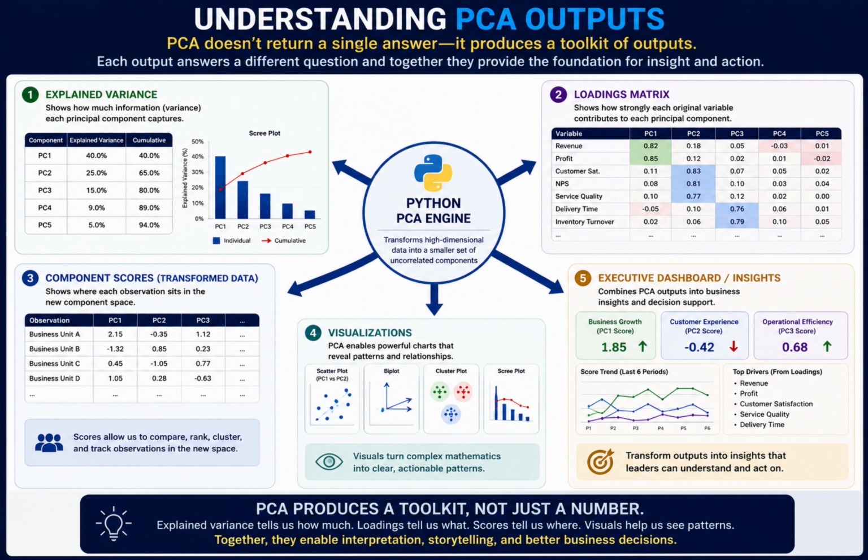Understanding PCA outputs. Once PCA finishes running, it doesn't return a single answer. It produces several outputs, each serving a different purpose. Explained variance tells us how much information each component captures. The loadings matrix tells us which variables drive each component. Component scores show where each observation sits in the new PCA space. Visualizations help reveal patterns, relationships, and clusters. And finally, these outputs can be combined into dashboards and business insights.